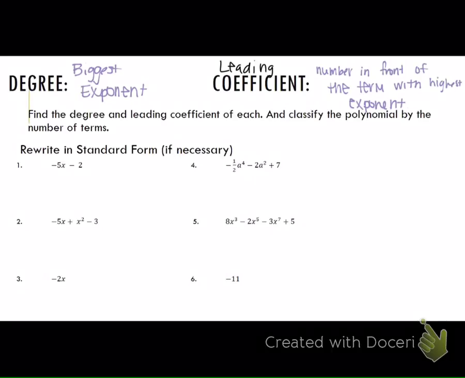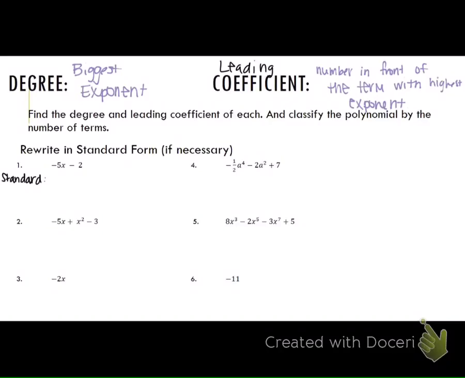So find the degree and leading coefficient of each and classify the polynomial by the number of terms. Rewrite in standard form if necessary, because you're always supposed to write it in standard form. So the first thing here is number 1 in standard form? Is it highest exponent to smallest exponent? Yes, this has an exponent of 1, and this one has no exponent. So is that least to greatest? He did, I think. I'm not really sure, though.